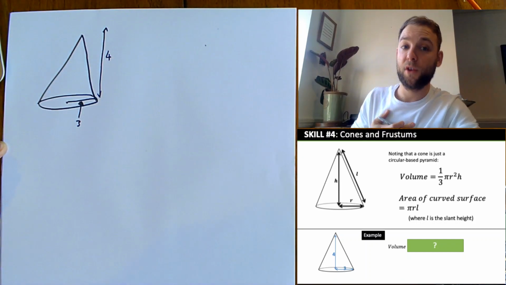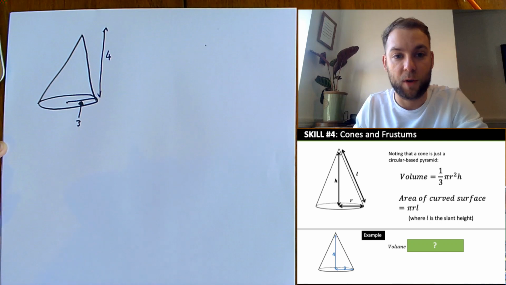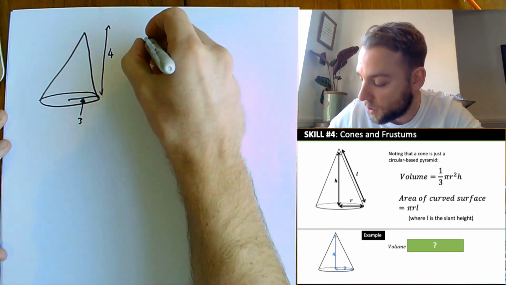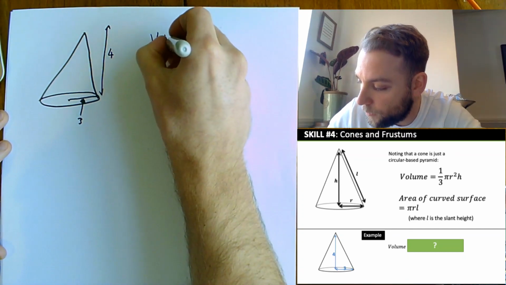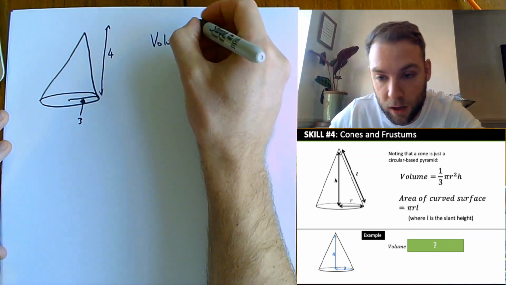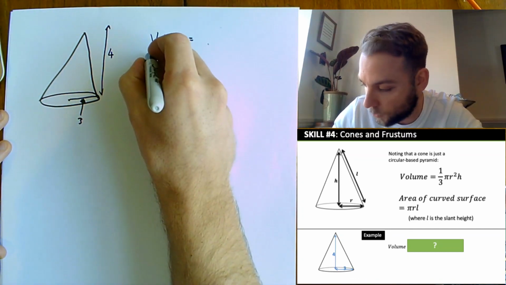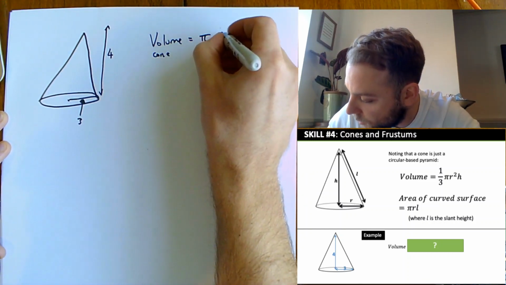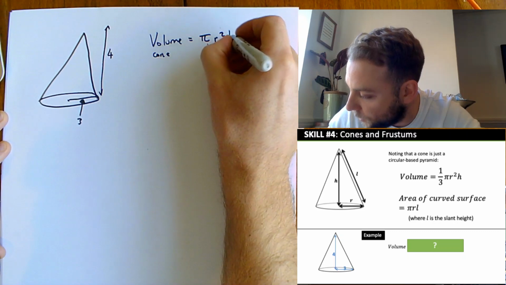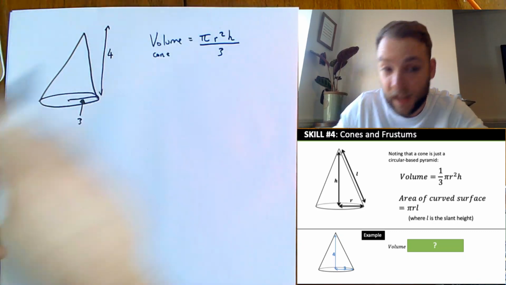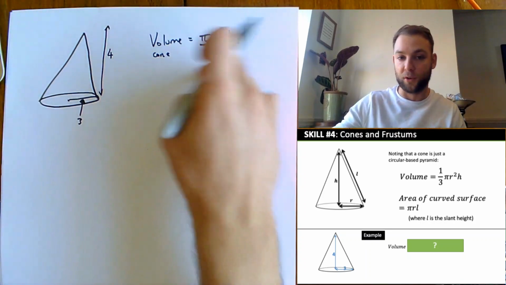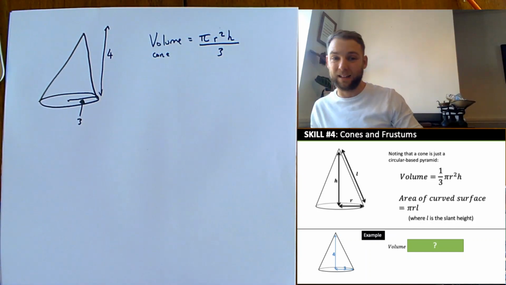Now, I prefer to do pi r squared h divided by 3, just in case I need to work backwards. So I'm going to write that down. The volume of a pyramid, or cone in this case, is equal to pi r squared times the vertical height divided by 3. Now, if you times by a third or divide by 3, it's exactly the same thing. I just prefer this when we're working backwards. It doesn't make any difference, honestly.